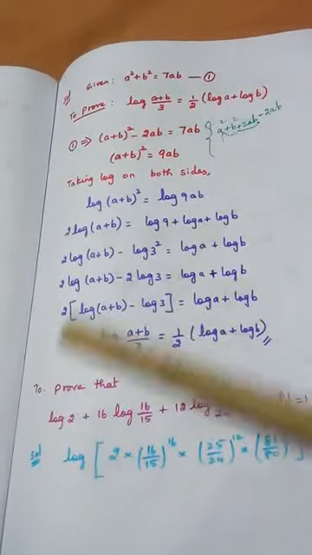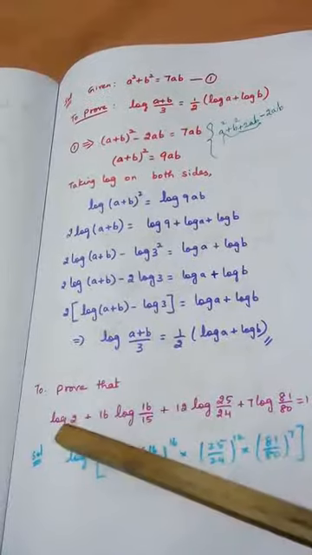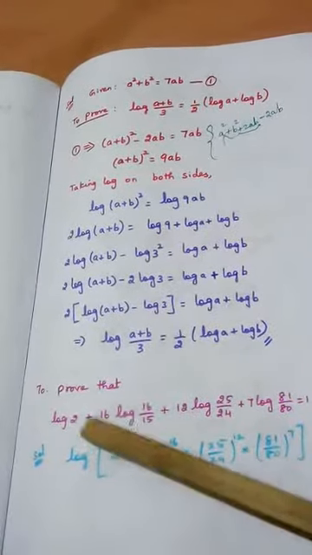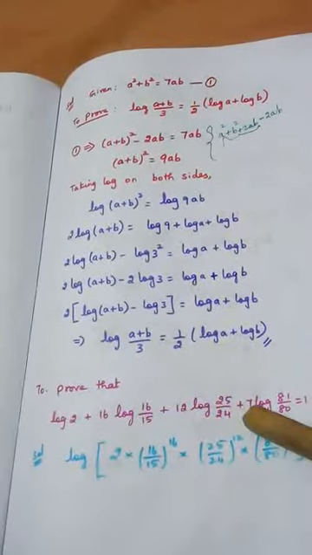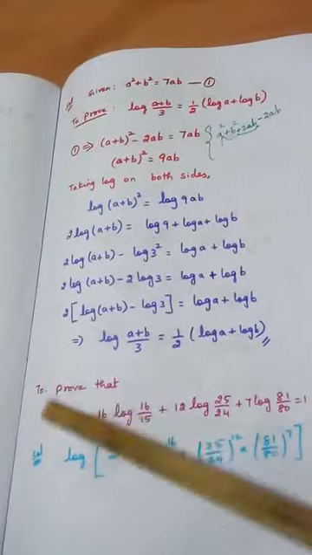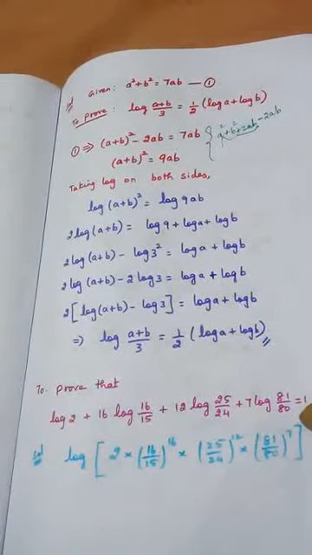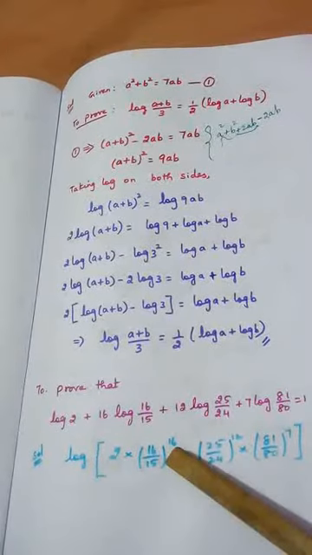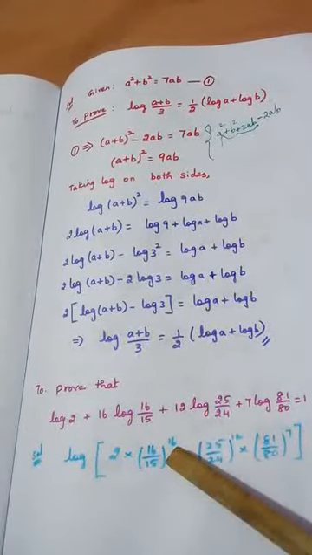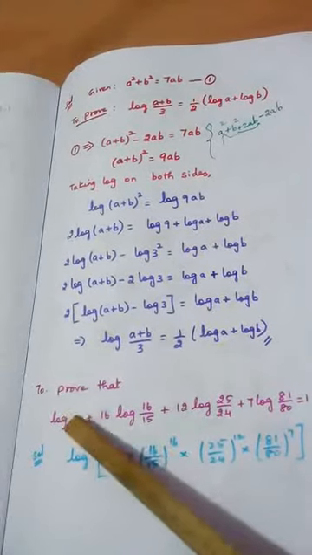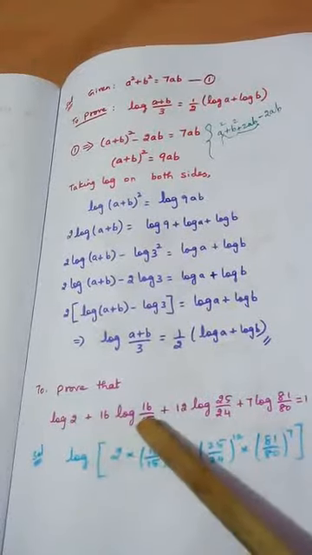Next problem, problem number 70. Prove that log 2 plus some 4 terms are given. By simplifying, by adding all these 4, we need to prove the answer is 1. So if I add all the 4, the answer is 1. That is what we need to prove. So in the first step, using the rules of logarithm, now see, all are in plus symbols.